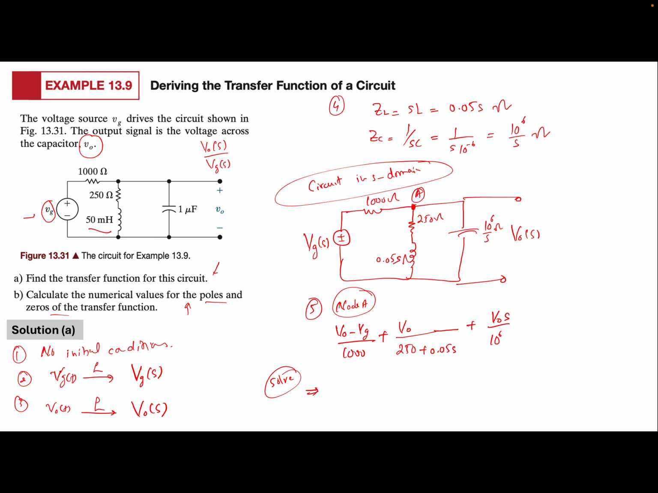Okay, so if you solve this, you're going to get the value of V naught as 1000 S times (S plus 5000) VG over S squared plus 6000 S plus 25 times 10 to the 6. Okay, so this is the expression of V naught that you get. This is your V naught, this is your VG. Take VG to the other side, and you can find the ratio of V naught over VG and rewrite the expression, right?